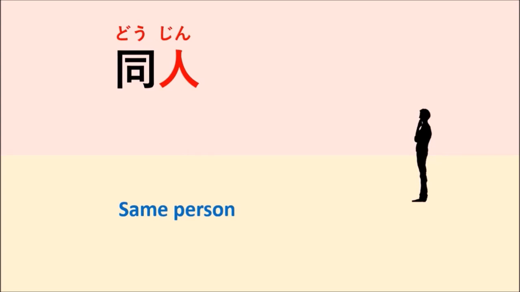Dojin. Dojin means same person. Do has the meaning of the same, and jin means people, right? So you put the same and people together, that means the same person or the same people. You see here, dojin.